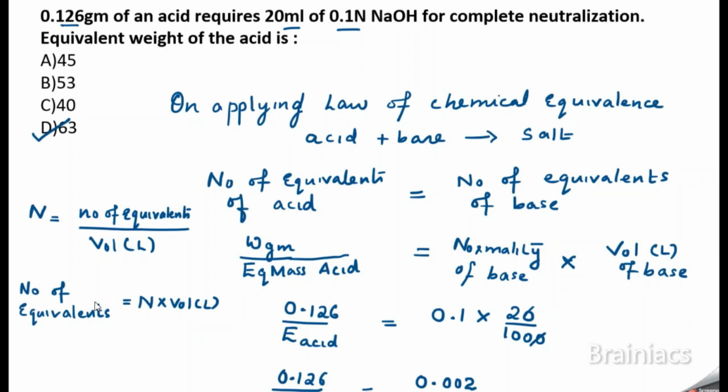So if you have A plus B giving C plus D, then I can say by applying the law of chemical equivalence, the number of equivalents of A will be equal to number of equivalents of B, which will be equal to number of equivalents of C, and which will be equal to number of equivalents of D. And for number of equivalents, we generally use two main formulas. One is weight in gram by equivalent mass. Other is normality into volume of the solution in liters. Okay, I hope you understood the explanation. If you have any doubt, please come back to us.